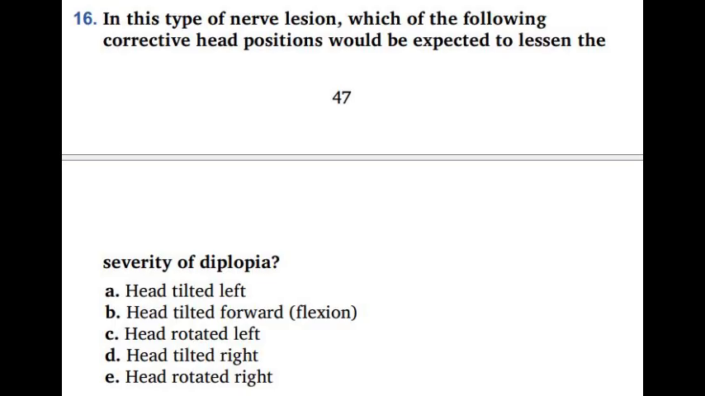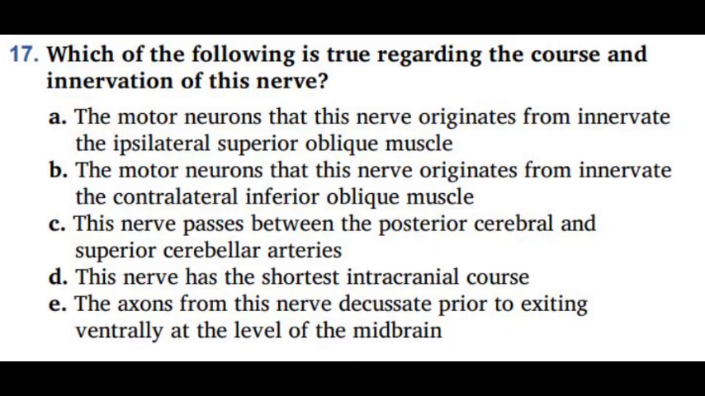So question 17. Which of the following is true regarding the course and innervation of this nerve? We're talking about the trochlear nerve. A. The motor neurons that this nerve originates from innervate the ipsilateral superior oblique muscle. So that's false. We said the motor neurons innervate the contralateral superior oblique muscle. B. The motor neurons that this nerve originates from innervate the contralateral inferior oblique muscle. That's false. It's the superior oblique muscle.